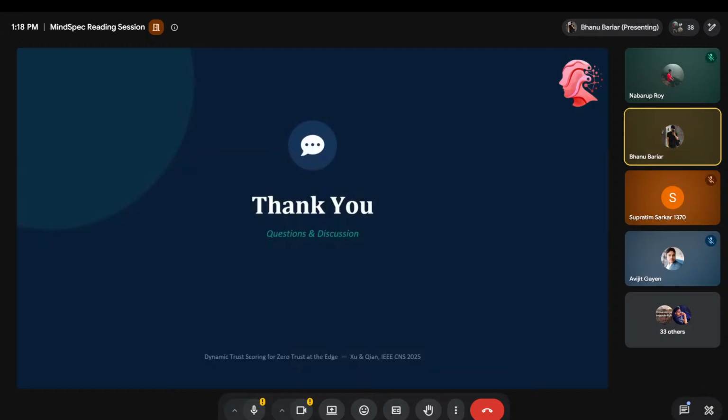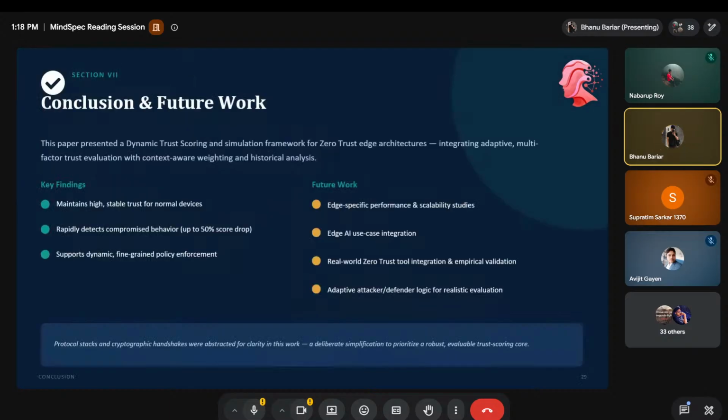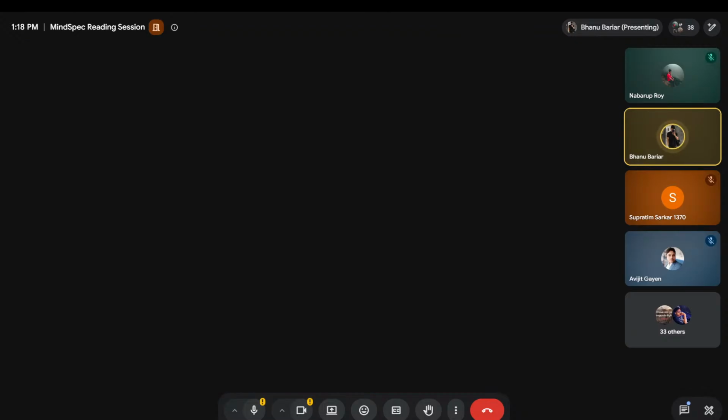And the future work is also here. Although the proposed framework demonstrates promising performance, the authors also acknowledge several opportunities for future improvement. The current work relies primarily on simulation. Future research should integrate the framework into real enterprise or industrial edge environments.